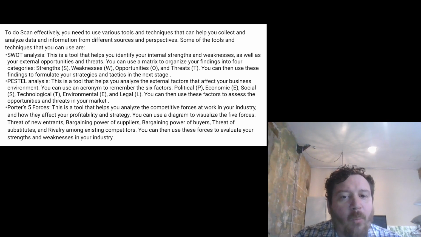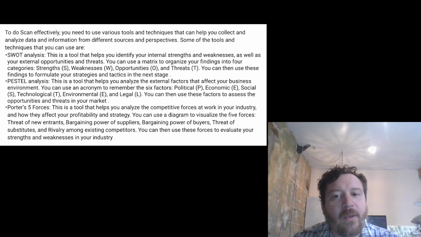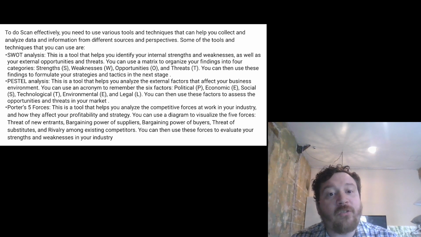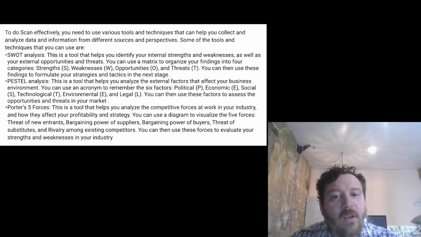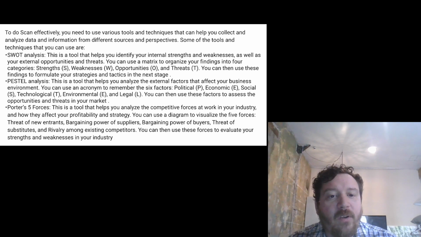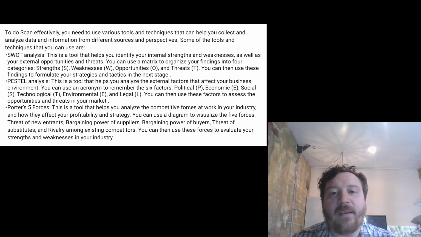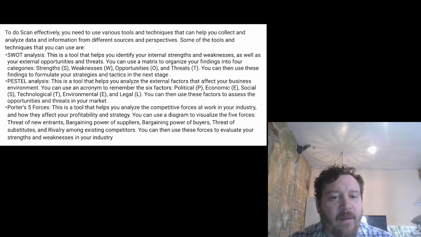This is a tool that helps you identify your internal strengths and weaknesses, as well as your external opportunities and threats. You can use a matrix to organize your findings into four categories: strengths, weaknesses, opportunities, and threats. You can then use these findings to formulate your strategies and tactics in the next stage.